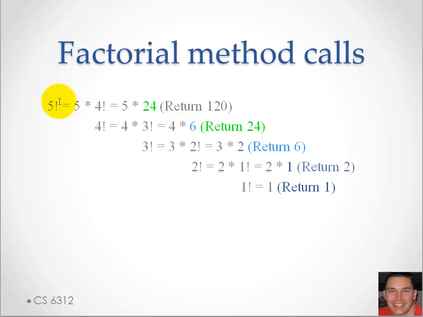So the method calls can be written out like this. Now this is a little bit more in-depth example here. I've got 5 factorial equals 5 times 4 factorial. I can't solve that till I know what the answer of 4 factorial is. 4 factorial equals 4 times 3 factorial. 3 factorial equals 3 times 2 factorial. 2 factorial equals 2 times 1 factorial. 1 factorial, I finally know that. That returns 1. So now I can say 2 times 1 returns 2. 3 times 2 returns 6. 4 times, what's the answer? 3 factorial equals 6. 4 times 6 returns 24. 4 factorial returns 24. 5 times 24 equals 120.